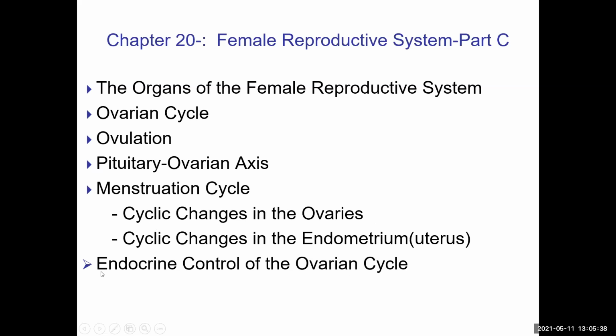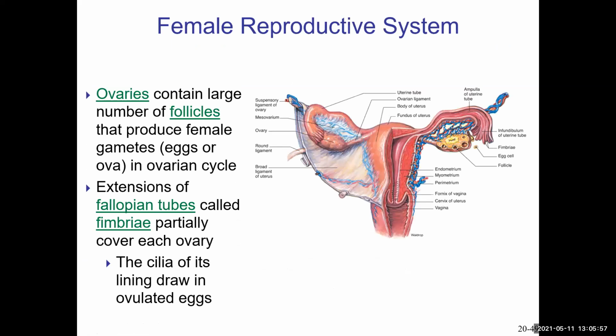Then endocrine control of the ovarian cycle. So we will go from the head, from the cortex of the brain up to the endocrine gland, how the endocrine system is controlled by the cerebral cortex, and that is the ovarian cycle axis.